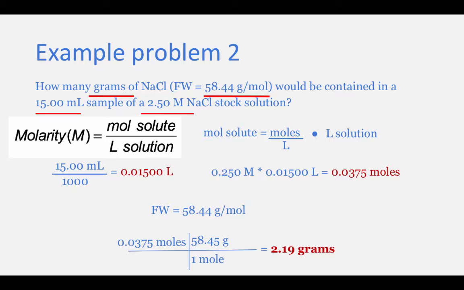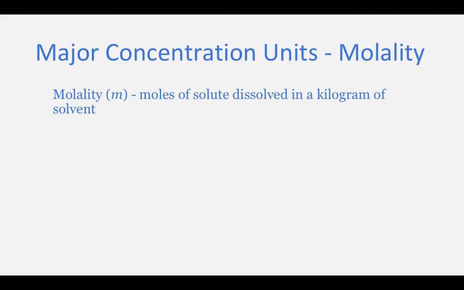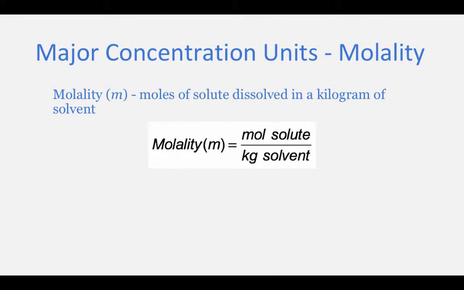Another way to express concentration units is molality, which is moles of solute dissolved in a kilogram of solvent. Molality is represented by a lowercase m, which is sometimes italicized. Molality is expressed as moles of solute divided by kilograms of solvent. This is a little different than molarity because we are dividing by kilograms of solvent, not solution, like we do in molarity. This will come into play with our concentration conversions. Kilograms is a mass unit as well.